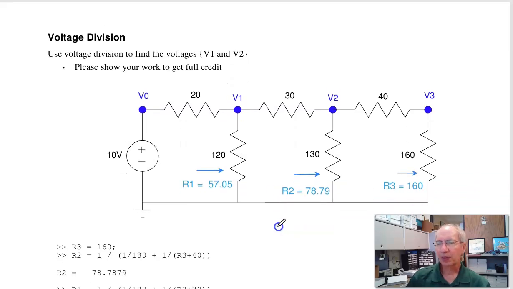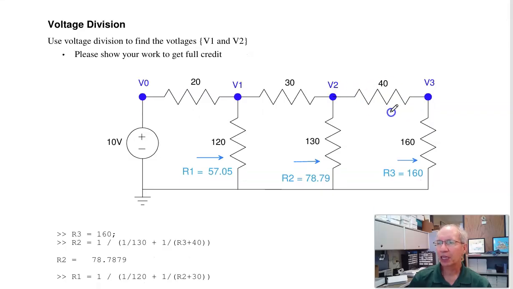Second problem. By voltage division, find the voltages V1, V2, V3. So if I knew the voltage of V2, I could find the voltage of V3. It is what I'm measuring divided by the total resistance, that percentage of V2. Likewise at 2 and 1.